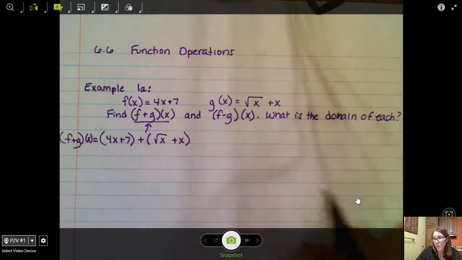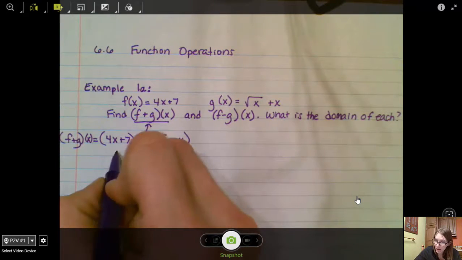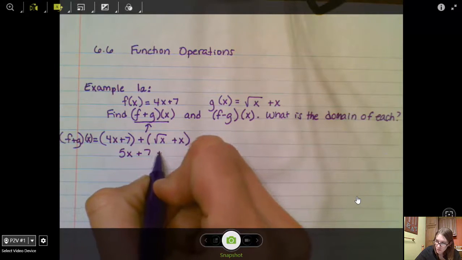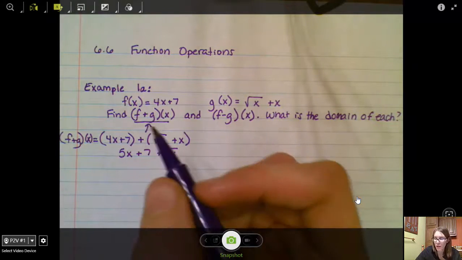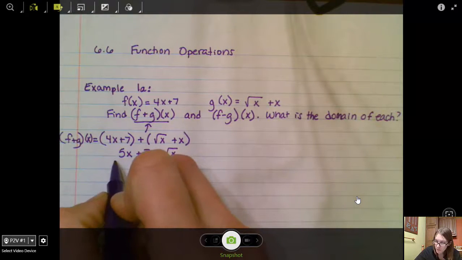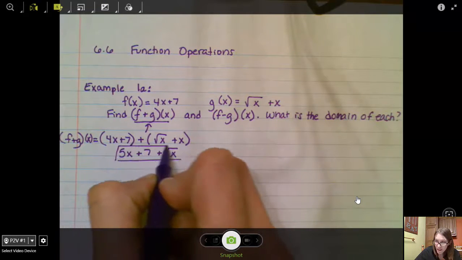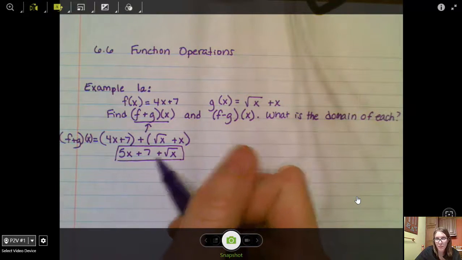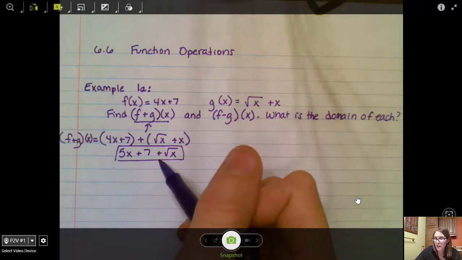And like what we would normally do, let's combine our like terms. 4x and x we can combine. We get 5x plus 7 plus the square root of x. There's nothing else we can do to simplify because we have an x here, we have just a number, and we have a variable that's a radical too. So this is done. f plus g of x, we figured that out.